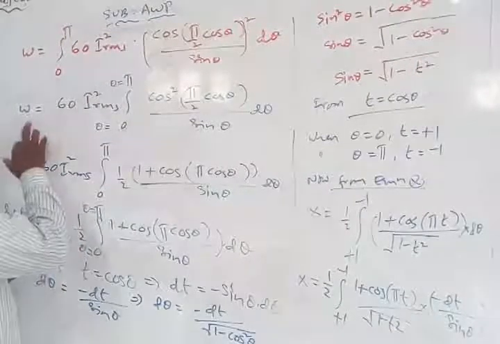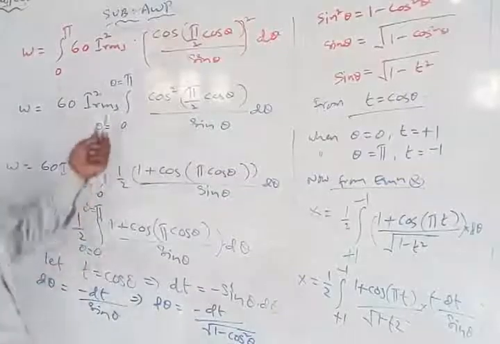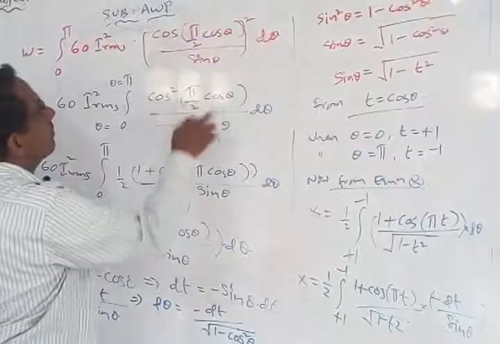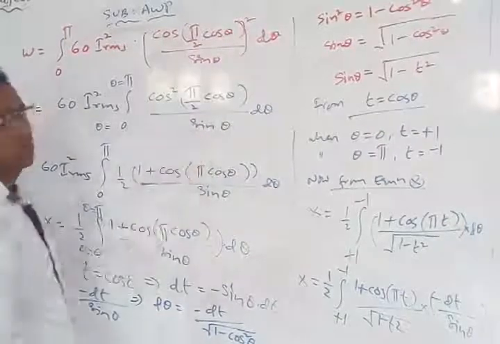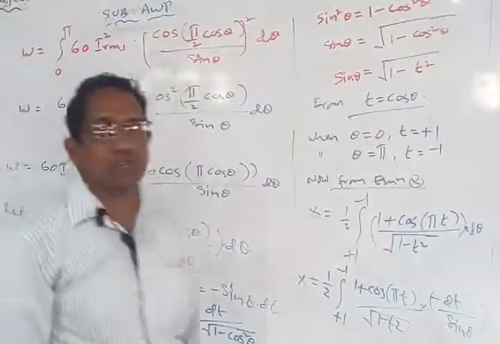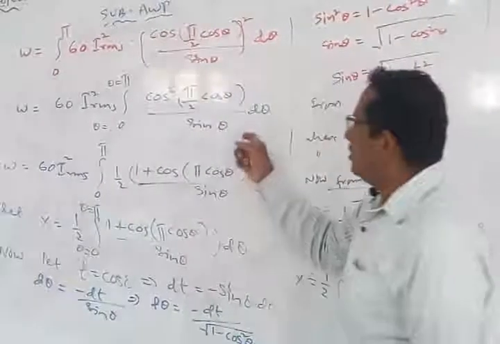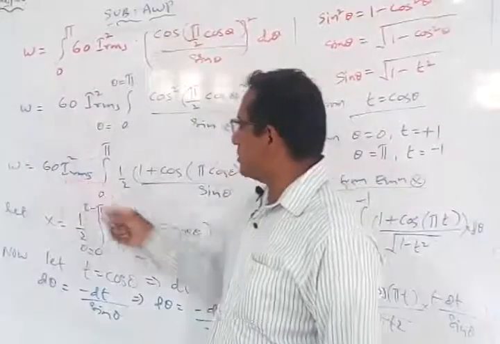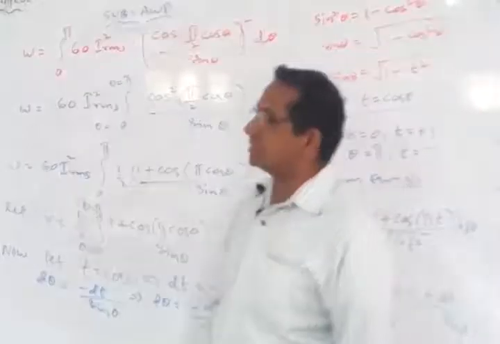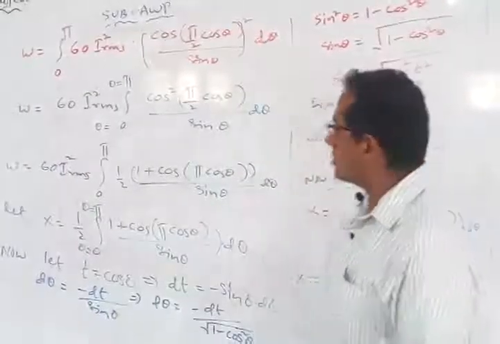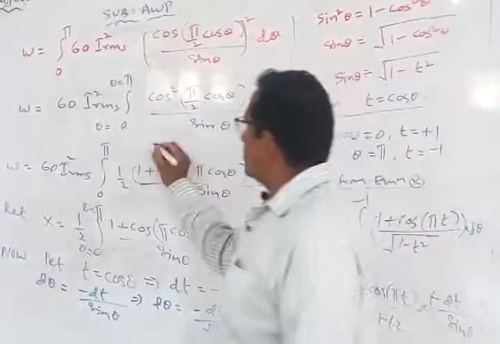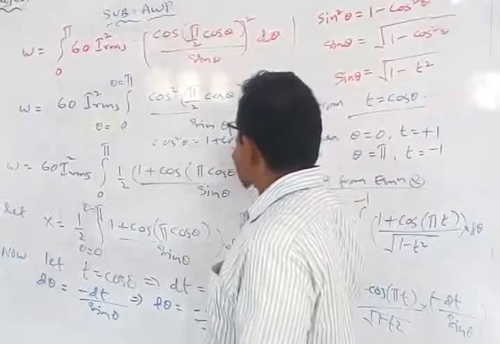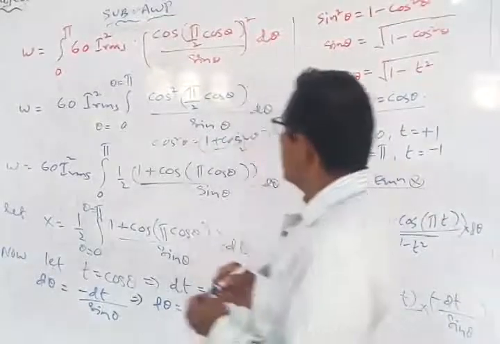So therefore I can write W is equal to 60 IRMS square into integral of 0 to pi of cos square, now this I can write as cos square of pi by 2 cos theta by sin theta. So after solving the equation for the power density, we will be getting this equation. Okay. Now after this, W is equal to 60 IRMS square. This is nothing but cos square theta. What is cos square theta? 1 plus cos 2 theta by 2. That is the formula we have.